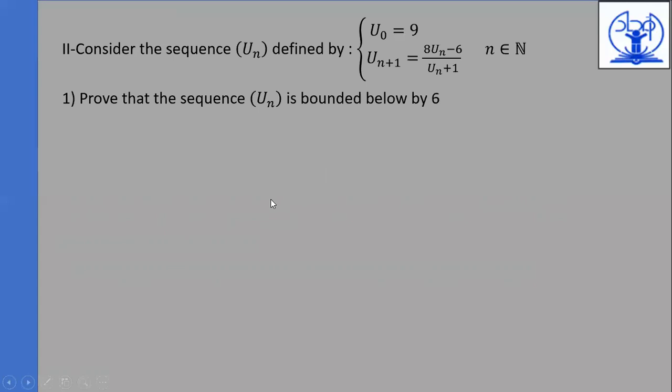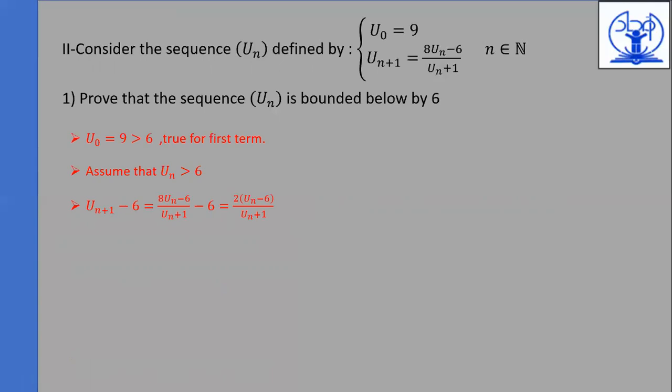Actually, it's not that easy here to find u_n minus 6, because for u_n you don't have an explicit expression in terms of n. Actually, we need to do this by induction. For n equals 0, u_0 is 9, a quantity which is greater than 6. So this statement holds true for n equals 0. Assume now that u_n is larger than 6 for a certain value of n. To finish the problem, we need to prove that u_{n+1} is also greater than 6.